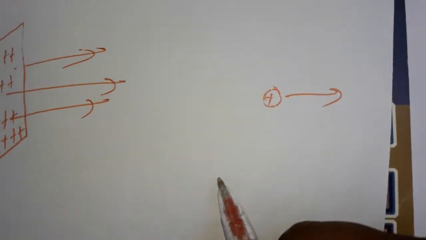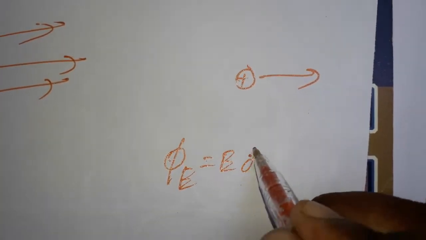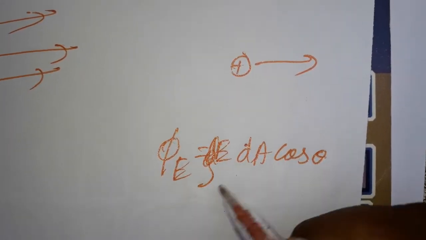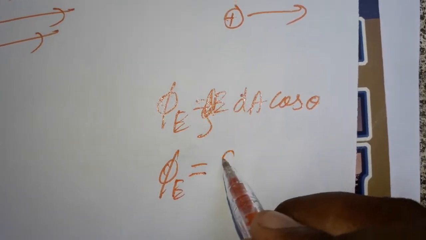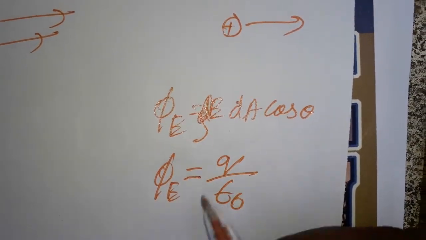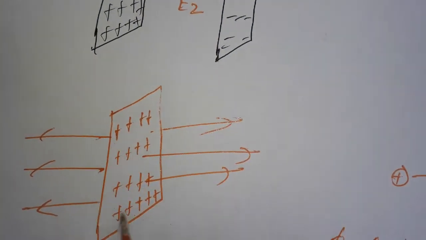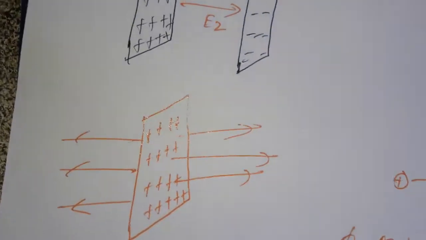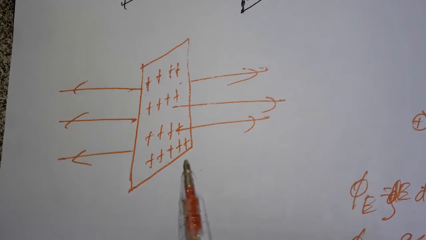As we know, electric flux is equal to the closed integral of E dA cos theta. Again, from Gauss law, electric flux is equal to Q divided by epsilon naught. These two statements we already know. See here, from the sheet the electric field is pointing outwards. Today we are going to learn what net electric field is produced between the two parallel plates. Before that, you should learn what electric field is produced by one plane sheet.